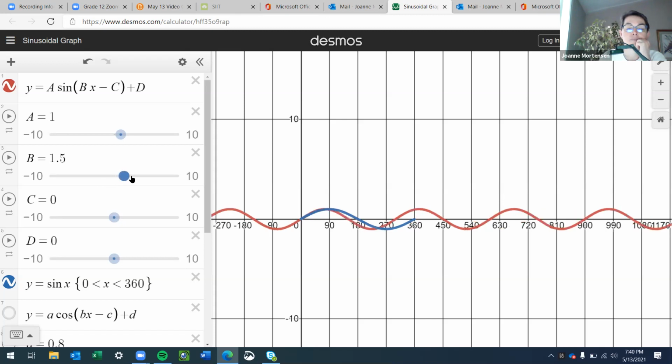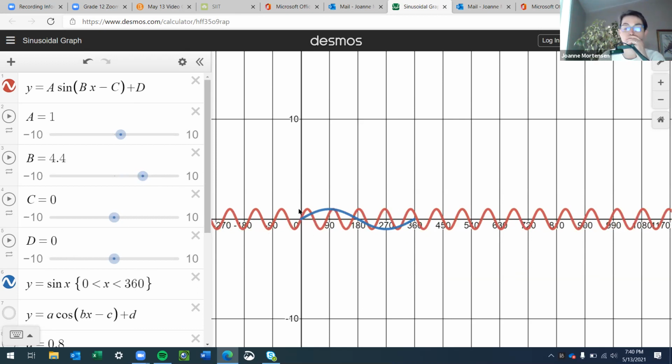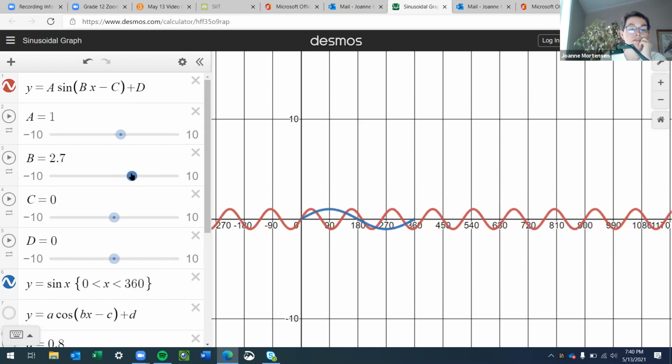And actually, I'll go bigger first. Okay, so you can see the cycles as B is bigger than 1. One period is faster. So up the roller coaster, down to the middle again, you get way more of them. If we go this way and make B less than 1, let's make it 0.5. That should make the math pretty easy.